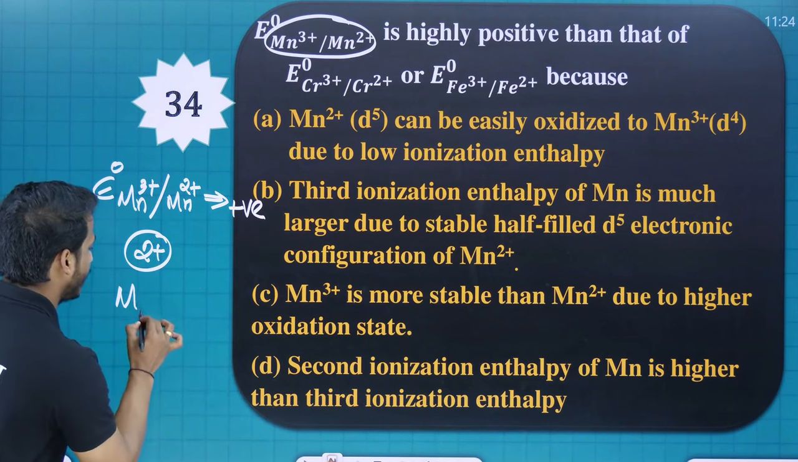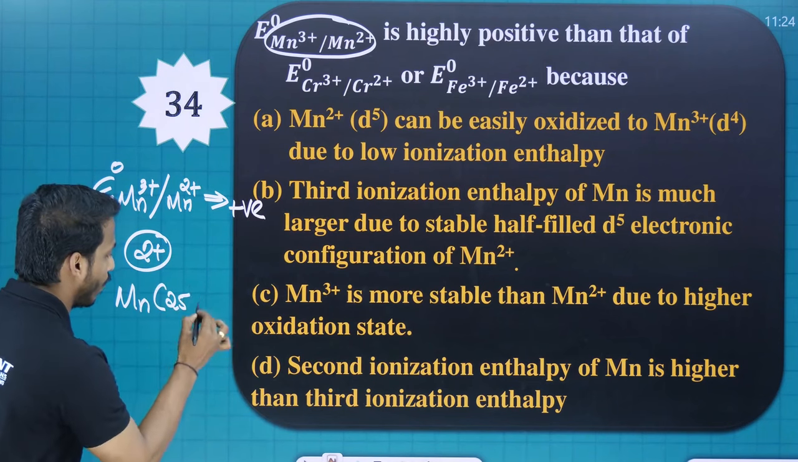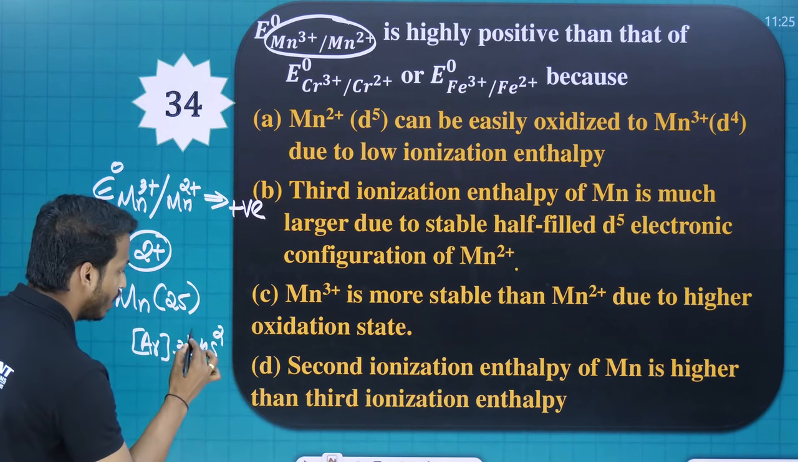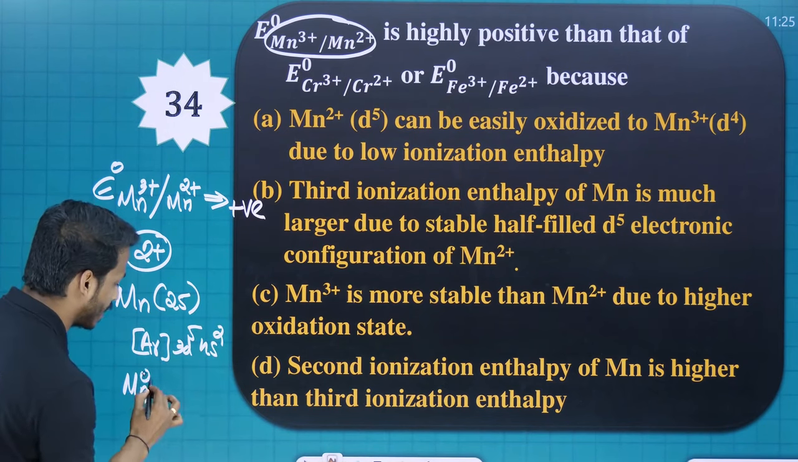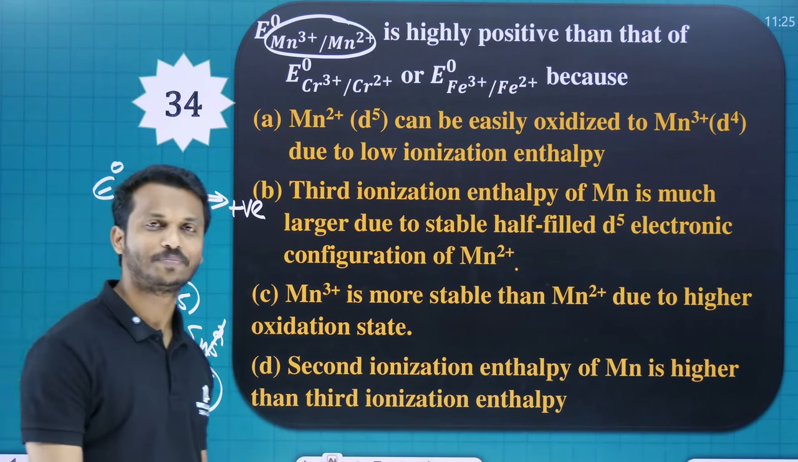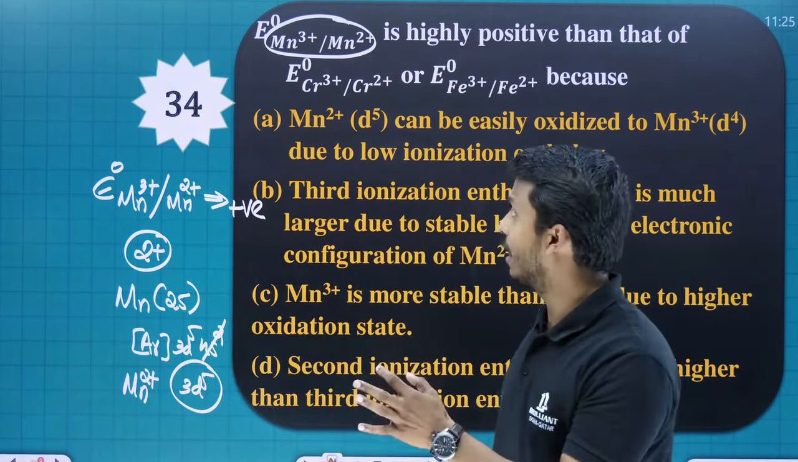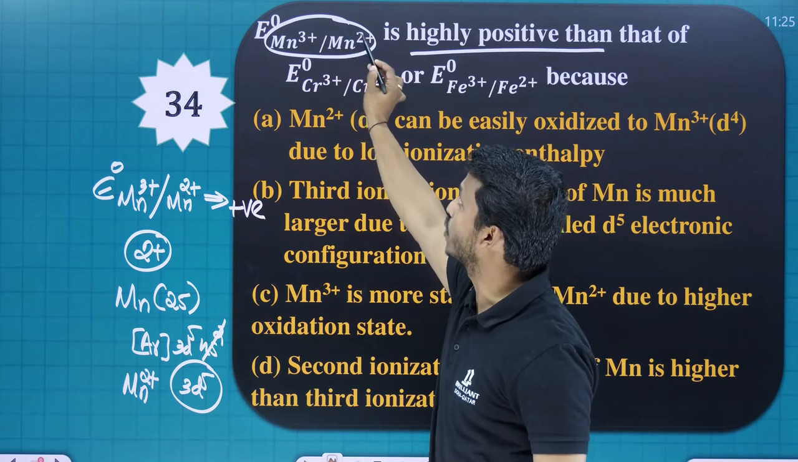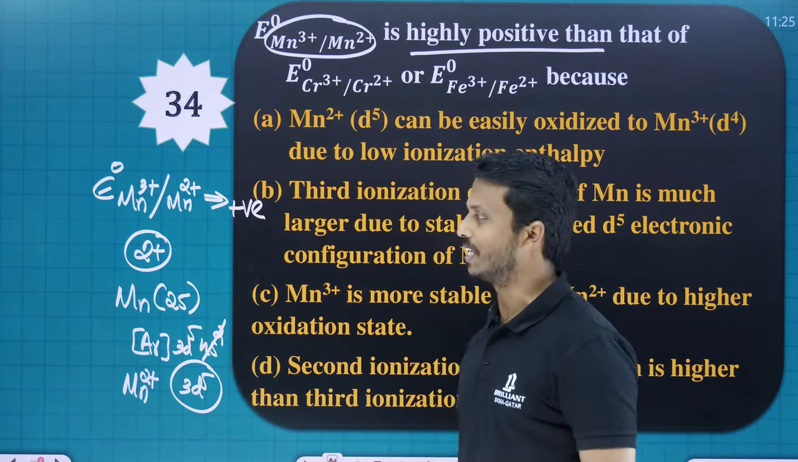So let me check it. Mn is the element, right? Mn is 25. So you know the configuration is argon 4s2 3d5. So Mn2+, let me take it. What will it be? 3d5. Yes, it is stable. So when a metal is given with a high positive value for 3+ to 2+, its +2 state is basically stable.